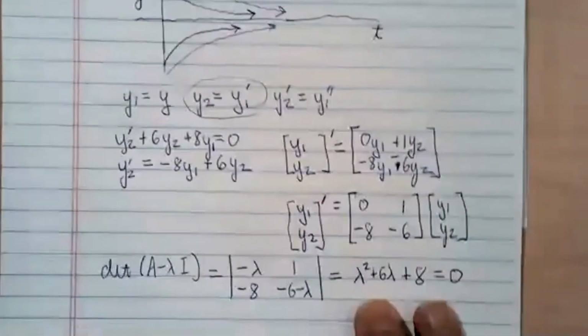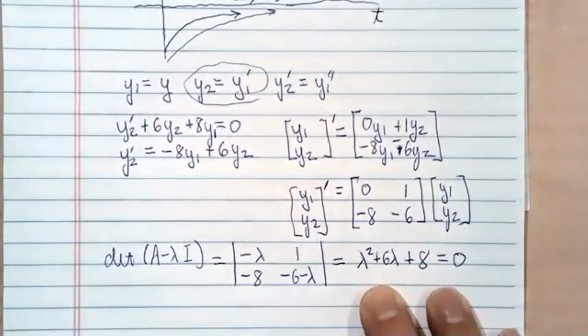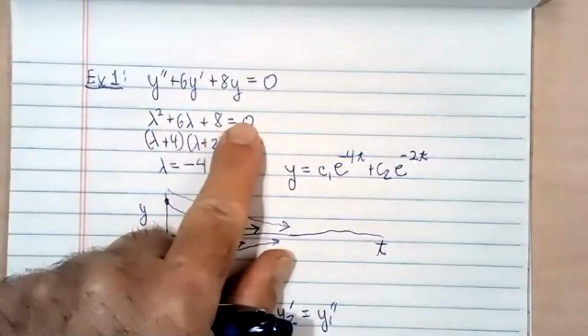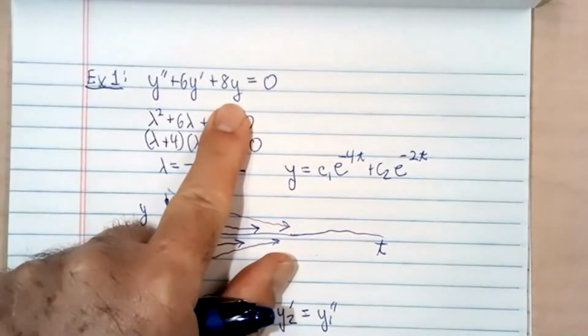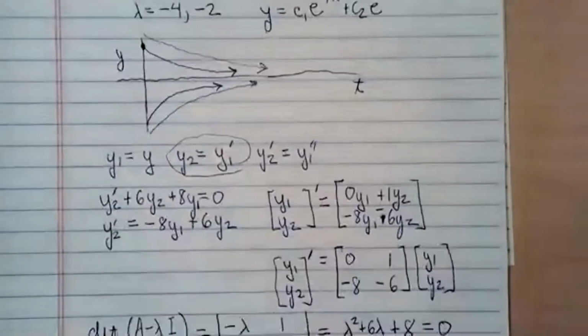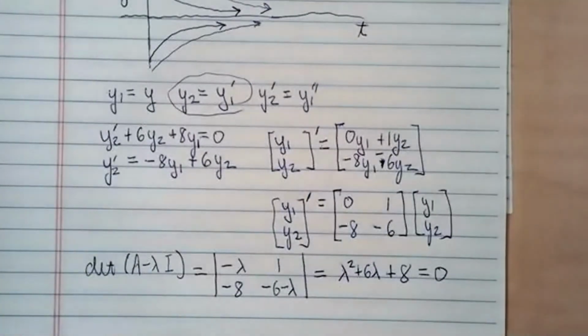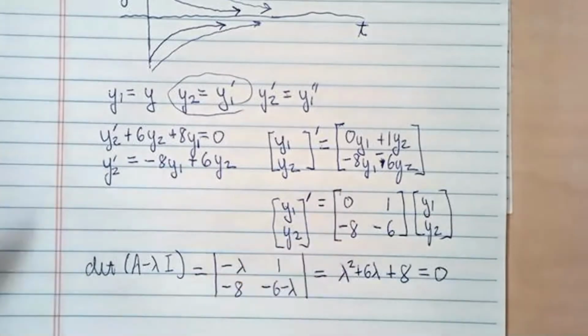And that is the same characteristic equation that I got from this second order single equation. So second order single equation or first order two equations, they are apparently identical.